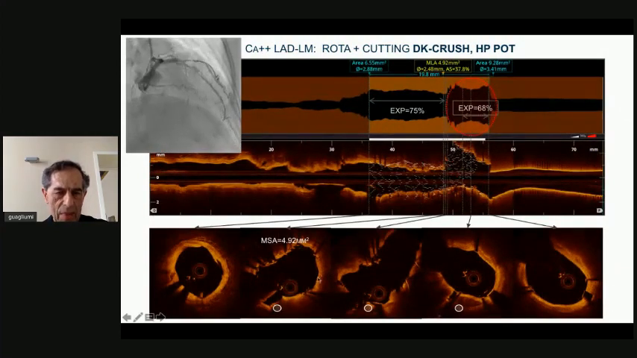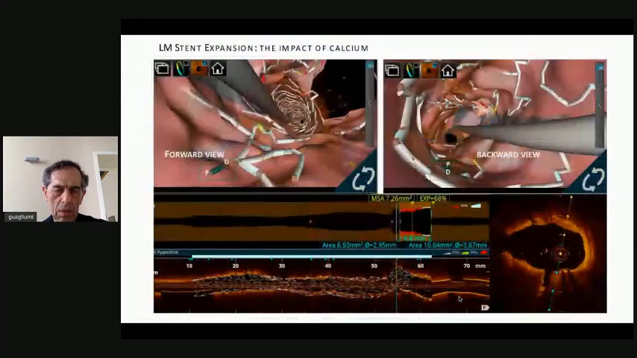And despite the fact that we cracked the calcium, clearly identified here by the dots, you can see how suboptimal the results are using a very aggressive technique. So the messages are, number one, to do OCT or imaging in any case beforehand, to judge and to plan your procedure. Second, to try to understand how much you gained during the procedure to optimize your implant.